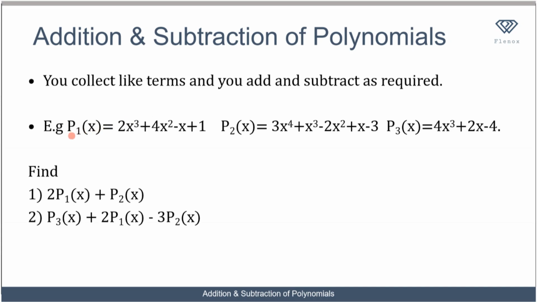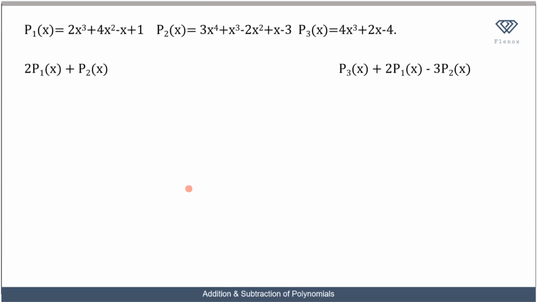Now we are given that P1 is given by this, P2 is given by this, and P3 is given by this. We are told to find 2P1 plus P2 and 3 plus 2P1 minus 3P2. So how do we go about that? Let's look at that. First one, this is the question written out so we can have more space to do it. We are told to find 2P1 of x plus P2.